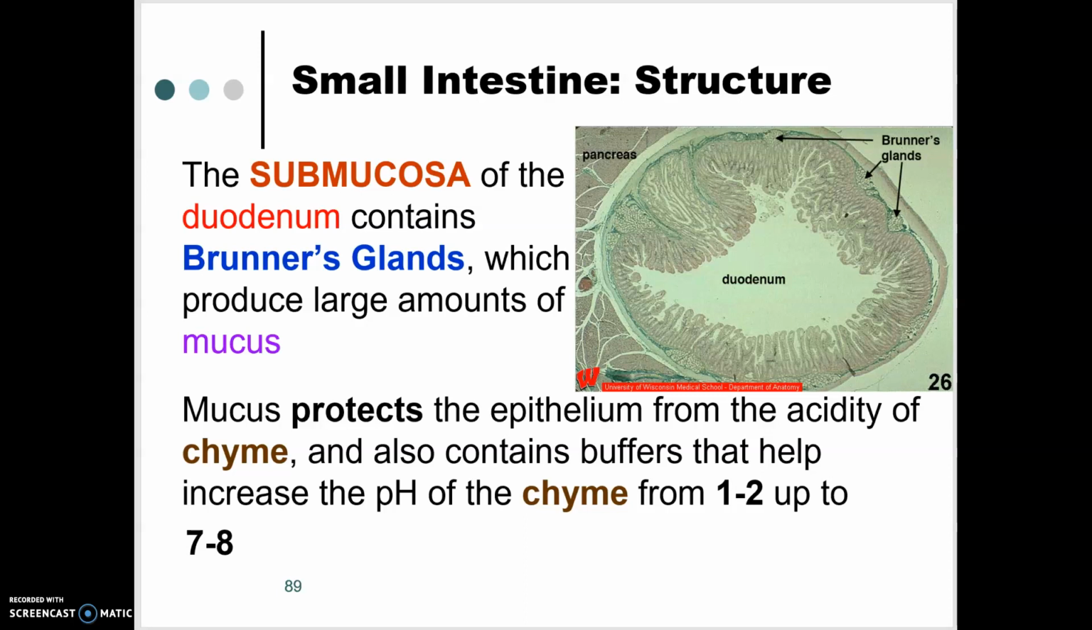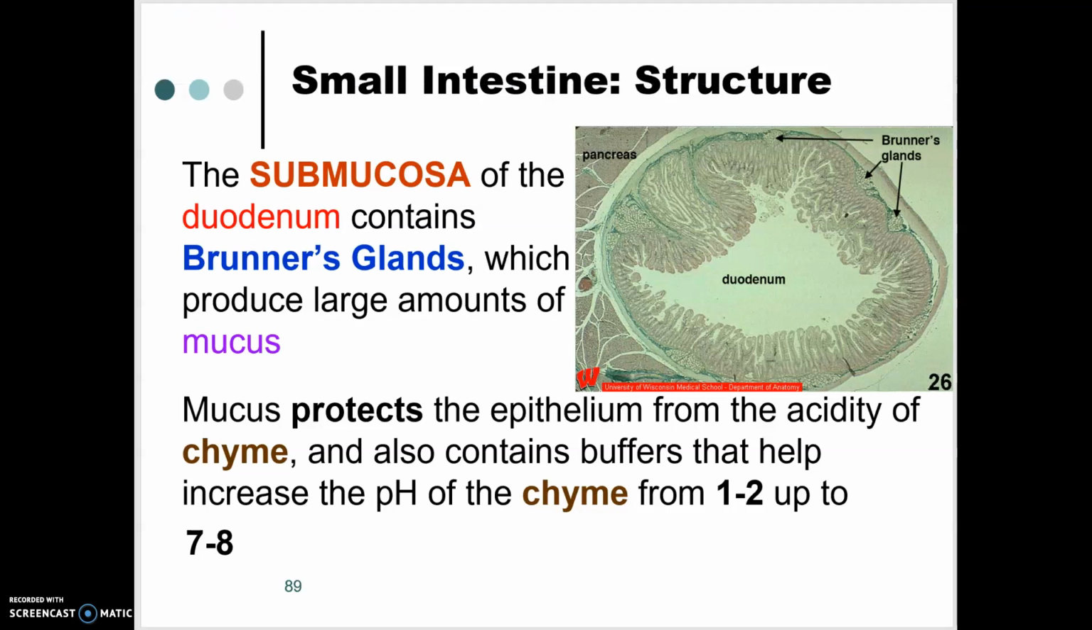Now, let's have a look at some of the differences of the small intestine and its structure. Okay, so we're stepping back a little bit from the physiology, the enzymes. We're going to look a little bit more at the anatomy for a couple of slides. The submucosa of the duodenum contains these glands on the outside that we call Brunner's glands.